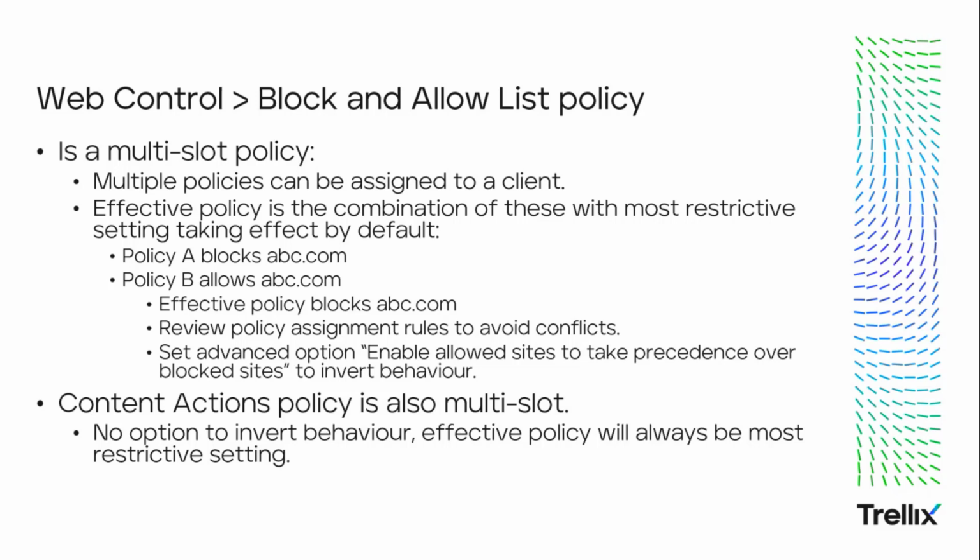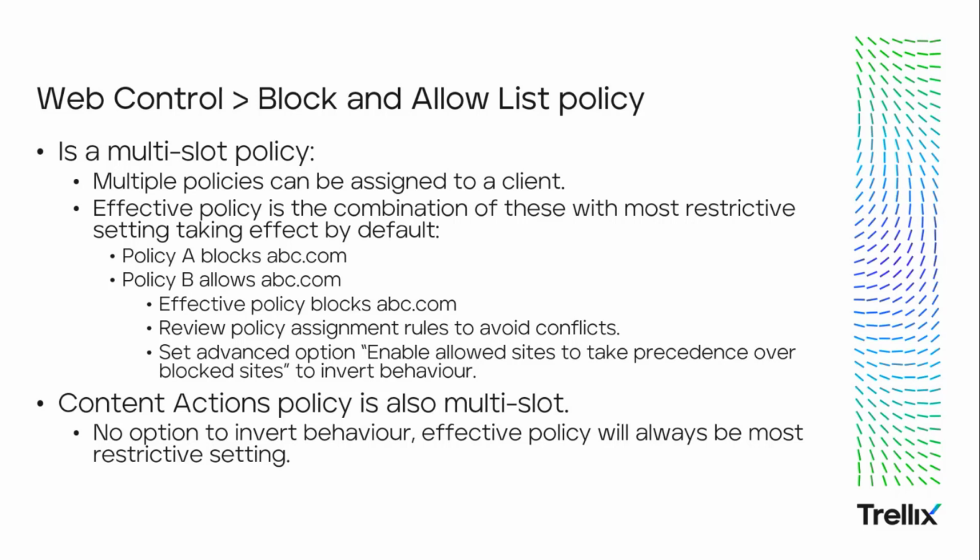So what does this mean when you have multiple policies assigned to a system? What it means is that you essentially come up with an effective policy, which is the combination of all these policies that you've assigned to the client, with the most restrictive settings taking effect by default. So to give a really simple example, your policy A blocks the URL abc.com, and your policy B allows connection to abc.com. Your effective policy is going to be the stricter rule by default. It's going to be to block abc.com. Your allow rule will be present in your policy, but the block is going to take precedence, which means that you should review any policy assignment rules that you might have that could potentially create conflicts with different policies being applied to the system.